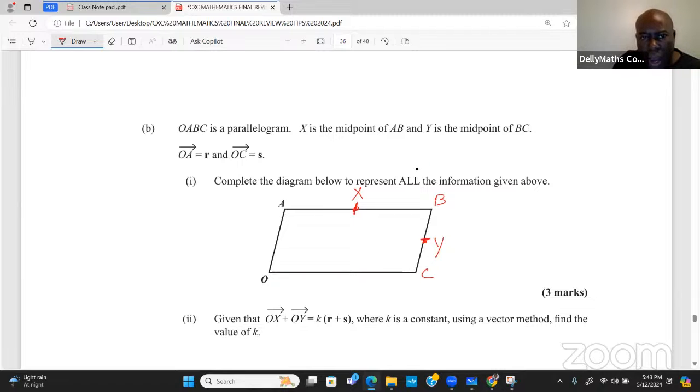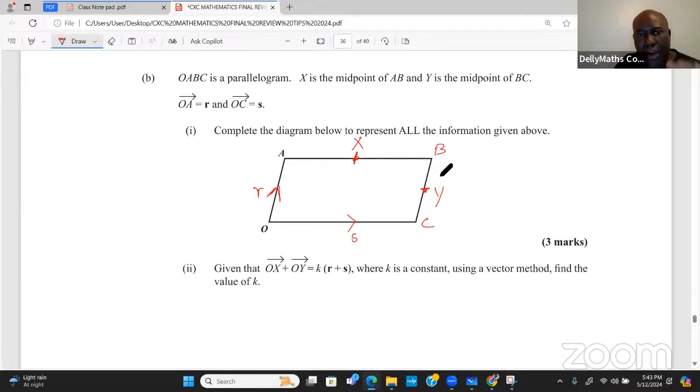So we're going to be careful now with our direction. The direction from O to A is R. O to A is R. O to C is S. So arrows from O moving to C, they call this S. So we have O to A, which is R, and then O to C is S. Let us see what else they say.